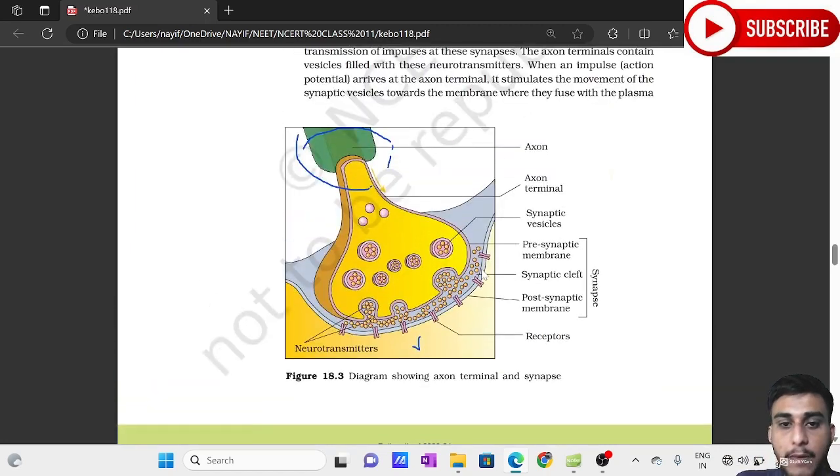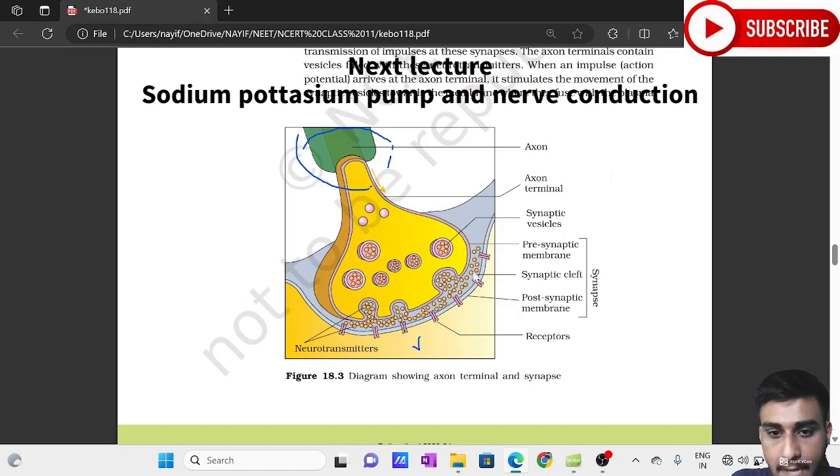Next, we will discuss the sodium potassium pump. So I think you have understood the synapse. The synapse is the junction which contains the presynaptic membrane, the postsynaptic membrane, and the synaptic cleft.